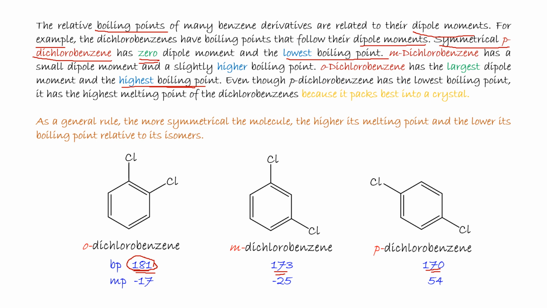Even though para-dichlorobenzene has the lowest boiling point, it has the highest melting point. As a general rule, the more symmetrical the molecule, the higher its melting point, and the lower its boiling point relative to its isomers.